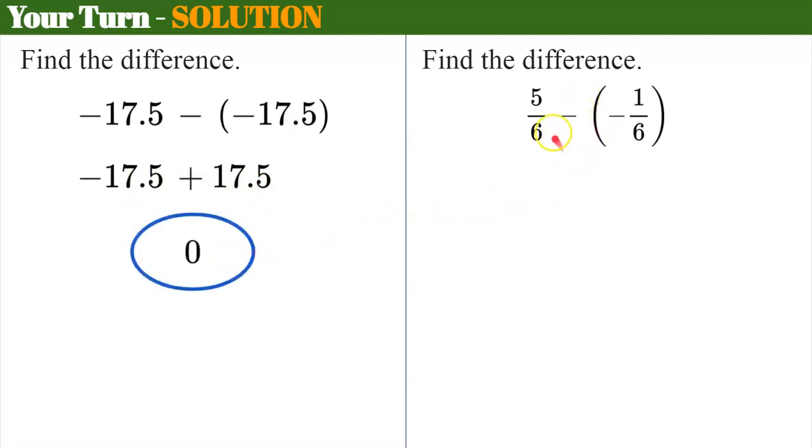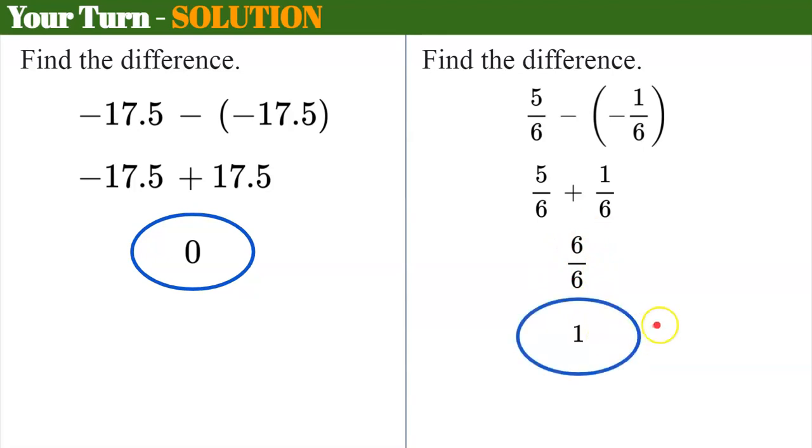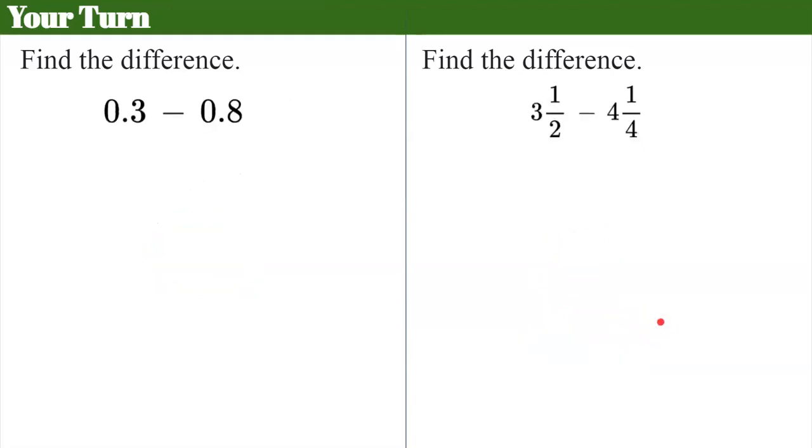Now let's try this one. Let's rewrite. 5/6 we're going to keep, change subtract to add, and the opposite of negative 1/6 is positive 1/6. They're both positive. They already have a common denominator, so I just need to add my numerators. 5 plus 1 is 6 over our common denominator of 6, and 6 over 6 simplifies to 1. Your turn again. Go ahead and pause, solve, and come back to check your work. Good luck.